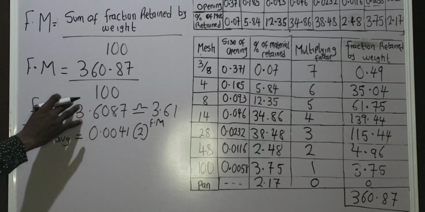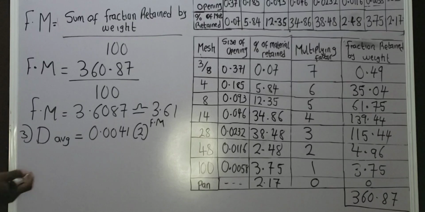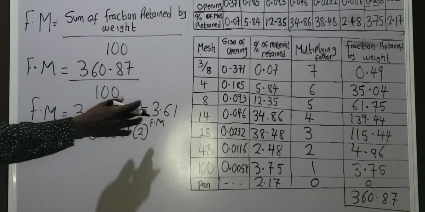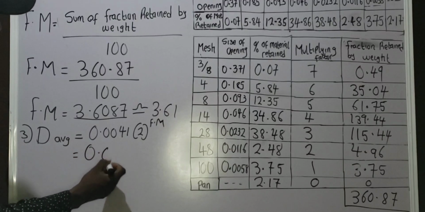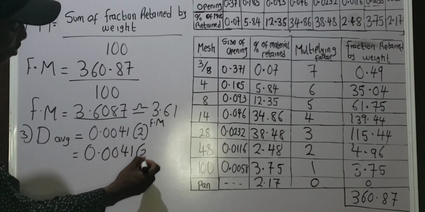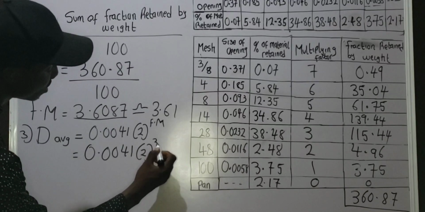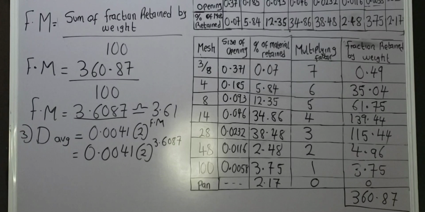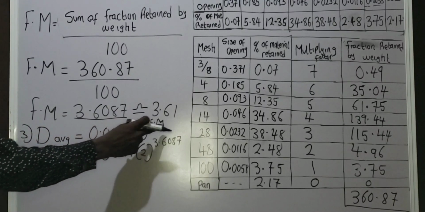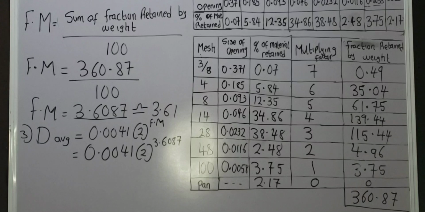I'm going to make use of the unapproximated figure, since I've already approximated this. So the average size of ground material is 0.0041 multiplied by 2 raised to the power of 3.6087. Please, do you understand how I got here? This is the formula for calculating the average size of ground material. That's why I told you that you should always watch the crash course lesson that I made on this course, so that you're going to understand all this.